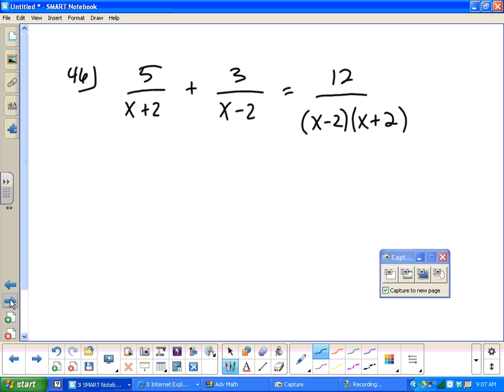So what do we have for our common denominator? We've got x minus 2 and x plus 2, both common factors and no leftover factors. Oh yeah, we forgot about that part. x cannot be plus or minus 2. Okay, now let's multiply by that common denominator.